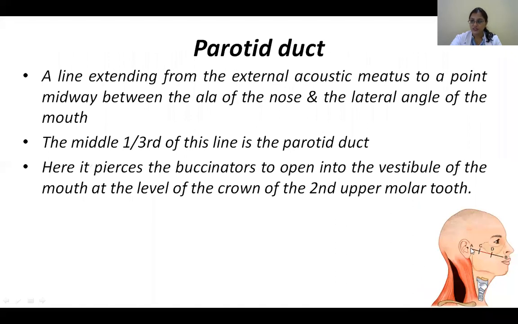Then coming to the duct, so you can see this part here. So this is the ala of the nose, and then this is your lateral angle of the lip, mouth. You can see here and here. And this part is your tragus. So a line extending from the external acoustic meatus to a point midway between the ala of the nose and the lateral angle of the mouth. I hope this statement is very much clear. So this part, external acoustic meatus, and you can see it's going midway between these two.